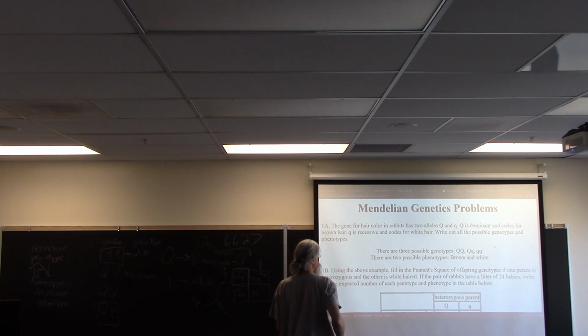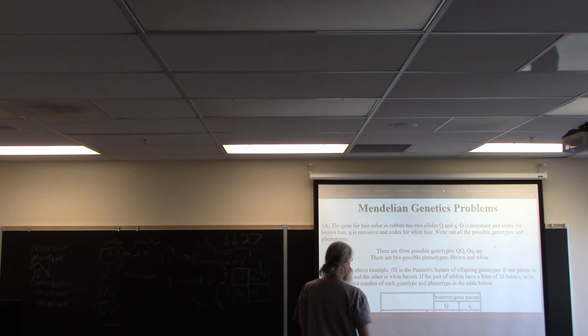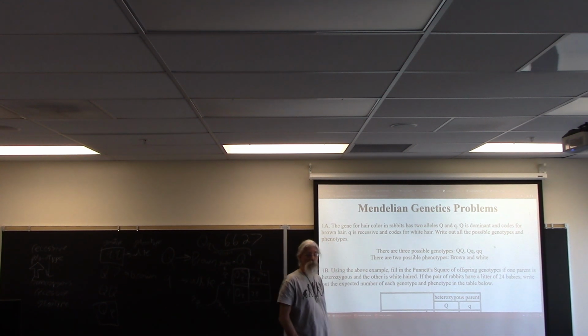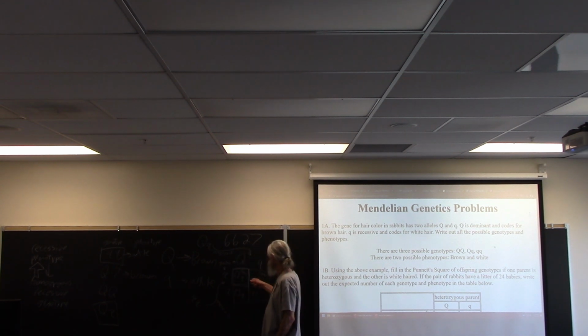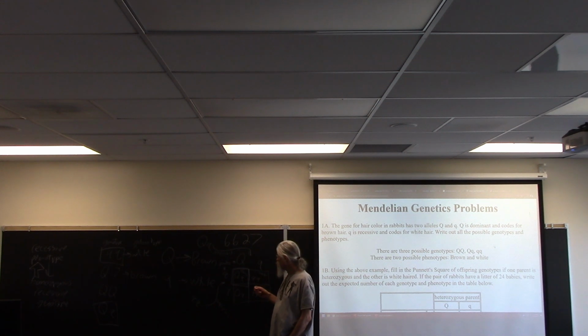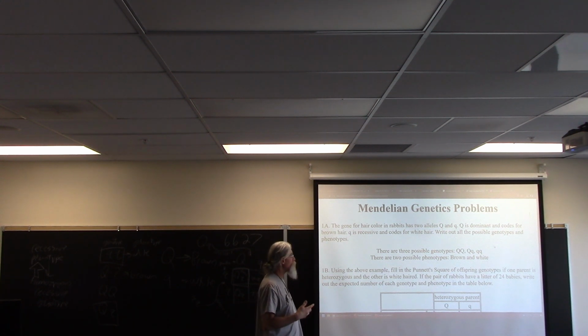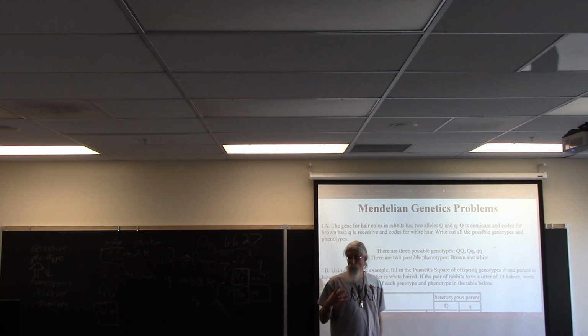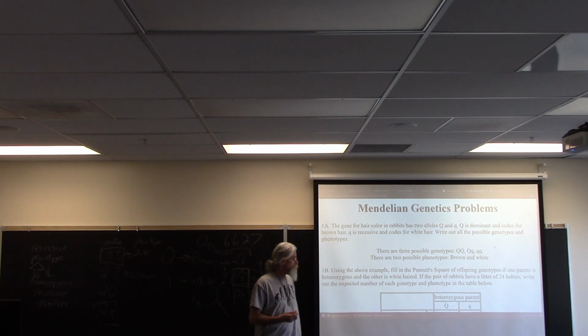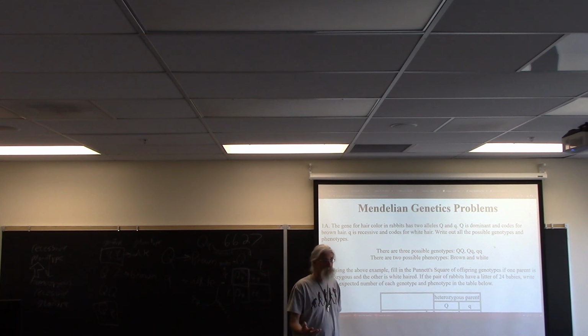So let's see, what does it say? The pair of rabbits had a litter of 24 babies. Write out the expected number of each genotype and phenotype in the table below. So this is an example where, because it's going to be 50-50 in terms of phenotype, and because of the way we did the cross, the phenotype maps directly onto genotype numerically. But nonetheless, we're not always going to have the phenotypic ratio and the genotypic ratio being the same, but in this case they are. So what's our genotypic ratio in this case?